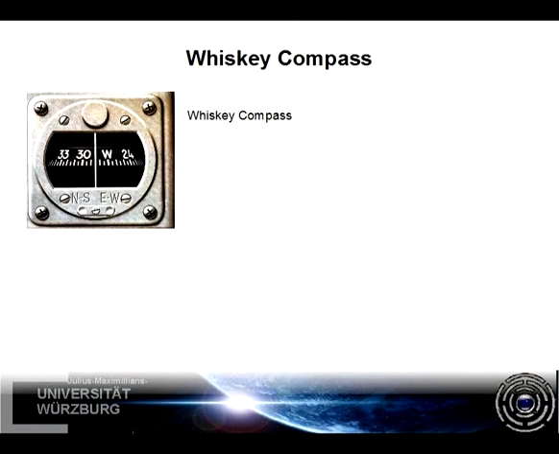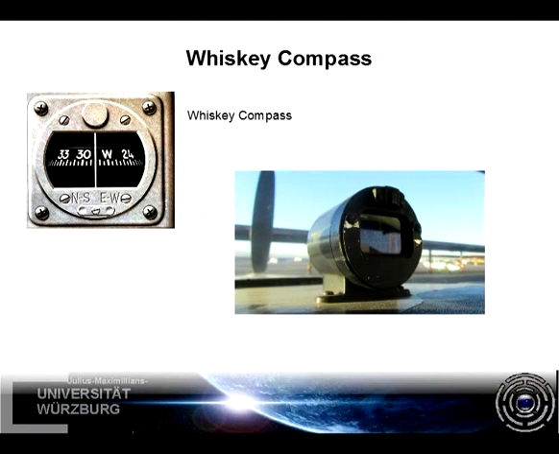A very basic and well-known system is the magnetic compass, also known as the whiskey compass. That is, despite all the other sophisticated and highly redundant navigational systems on board, part of the standard equipment of all civil transport aircraft. The working principle is pretty simple. The ferromagnetic needle aligns itself with the horizontal component of the magnetic field of the Earth, and thus allows for determining the aircraft's orientation in relation to local magnetic north.